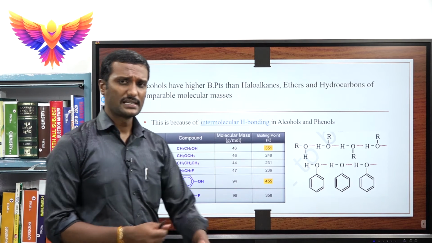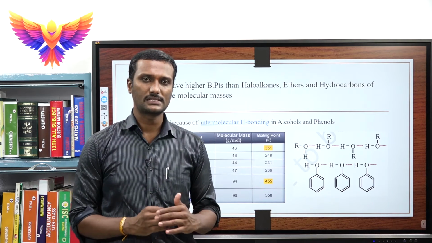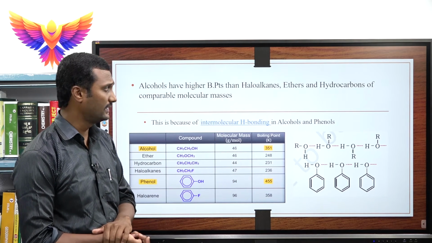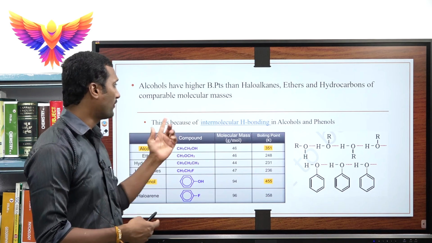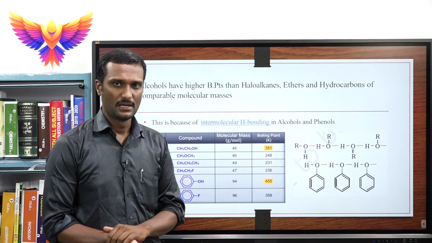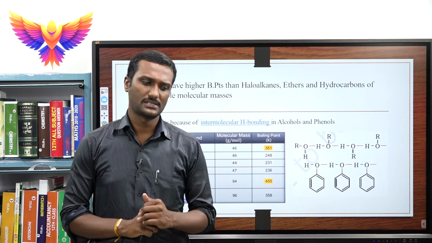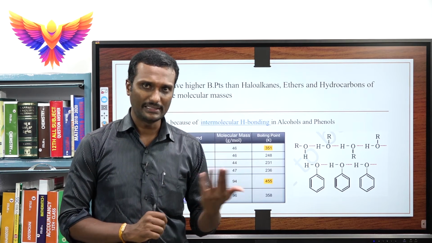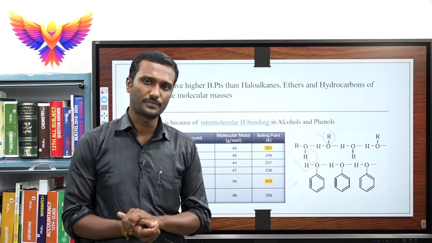So yes, students, as I already said, alcohols have a higher boiling point than haloalkanes, ethers, and even hydrocarbons of comparable molecular masses. What do I mean by comparable molecular masses? Here the alcohol is a functional group, and ether is also a functional group, right?